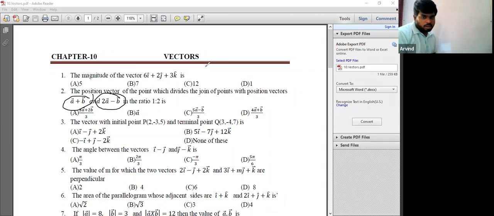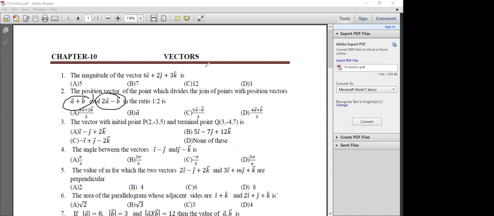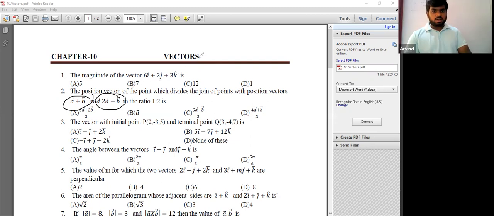Okay, then what will be the answer? Option D. Okay, I took it reverse, I'm sorry. Then it will be correct. Okay, then let's go for the third one.